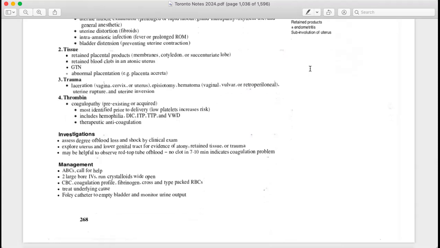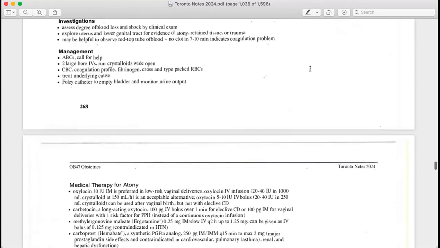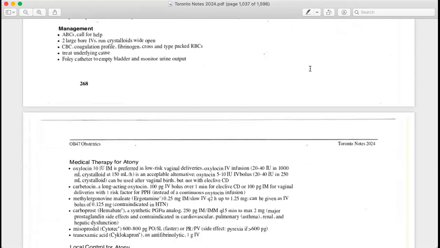Starting with the ABCs, because this is an emergency condition and it's an emergency case. Even if you are sitting in a clinic, you are still going to start with the ABC. In the clinic, you are going to send that patient right away to the emergency. In the emergency, you are going to start with ABC. Call for help, IV bore, crystalloid fluid, CBC, treat the underlying cause, and the Foley's catheter to empty the bladder and monitor urine output, because she is in shock. That's why urine output monitoring is more important.